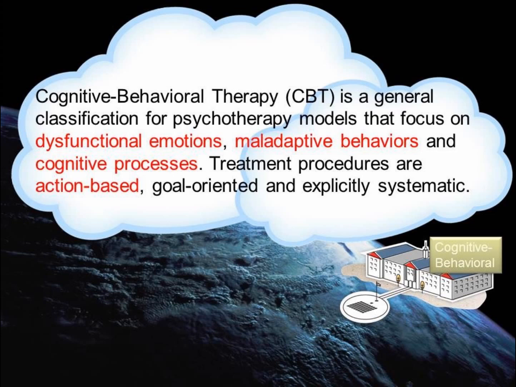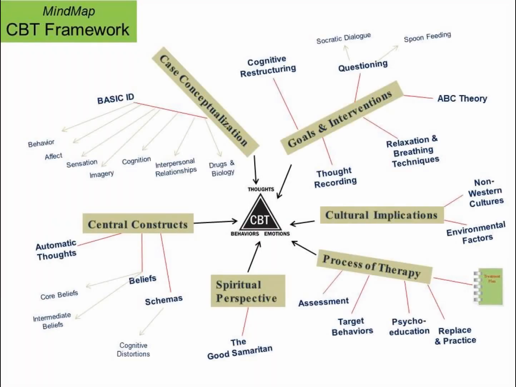So as we study this model, be thinking about how CBT concepts fit in with your own strategies for conducting therapy. Now, to help you understand the topics I'll cover in this video, I want to introduce a mind map, which provides an overview of the theoretical model we study today and throughout this semester. I will divide each lesson into 6 sections: central constructs, case conceptualization, goals and interventions, cultural implications, process of therapy, and spiritual perspectives of the model. Now, the mind map should give you a quick overview before delving more deeply into each section.